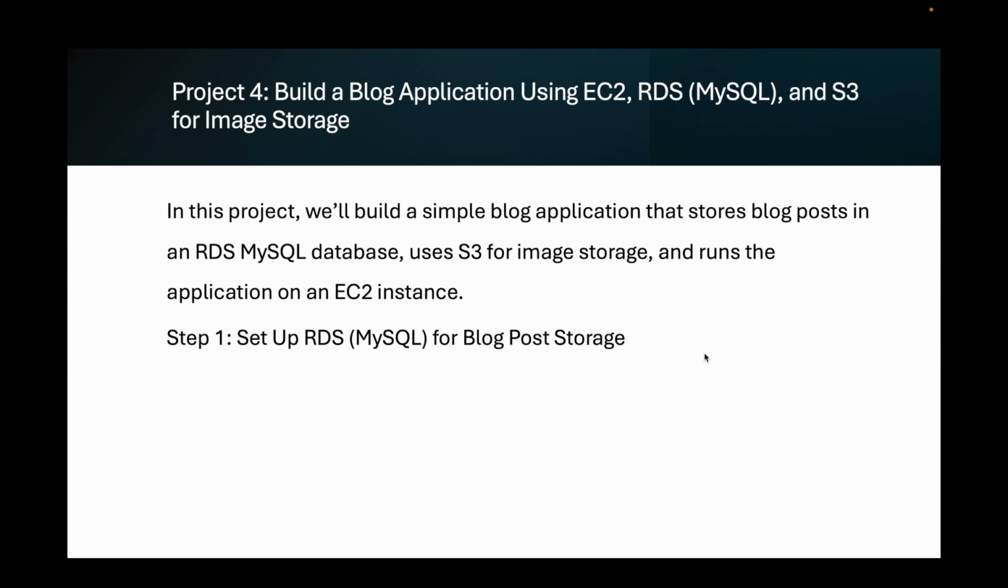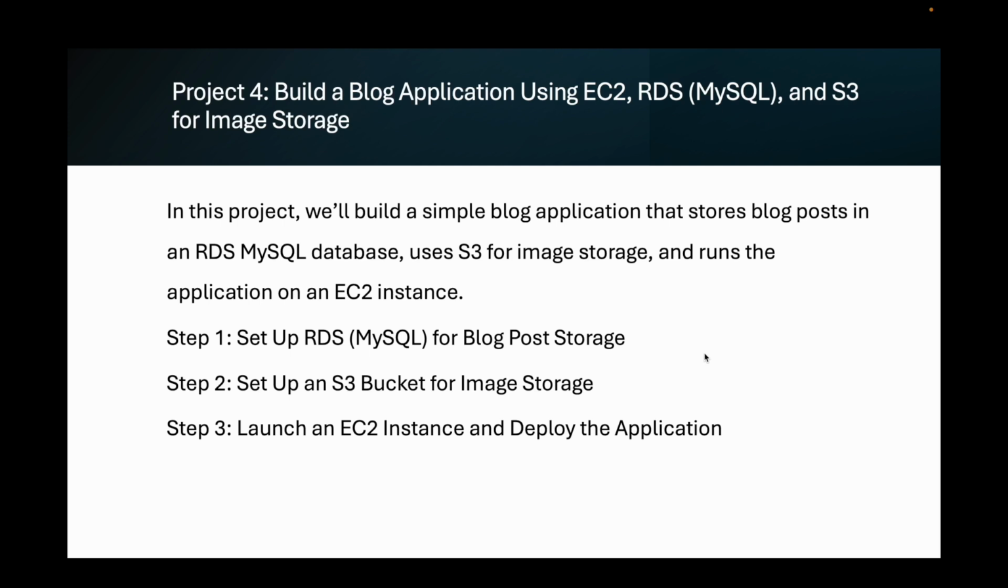So step 1 will be to set up RDS MySQL for blog post storage. Then we'll set up an S3 bucket for image storage. Then we're going to launch an EC2 instance and deploy the application. And finally, we'll create the blog application. So let's jump into it and create our project 4.